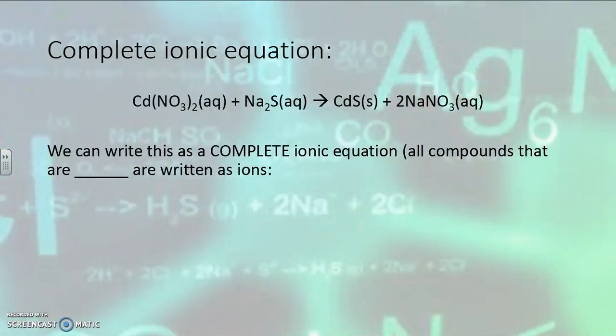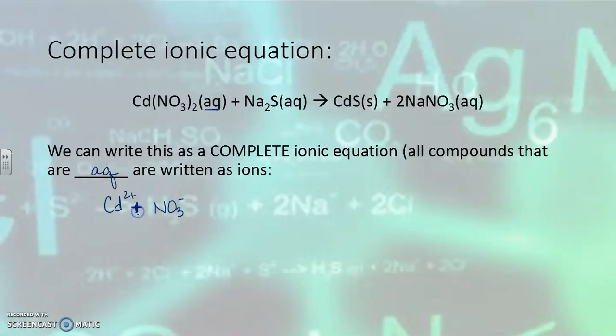Okay, so the complete ionic equation. We can take this molecular equation and we can write the complete ionic equation. And we do this by showing all compounds that are aqueous written as ions. So anything that has an AQ after it, we're going to break apart into ions. So cadmium nitrate would break apart into the ions that make it up. Cadmium and nitrate, right? And then they're not together anymore, so they're floating around, so they're dissociated, so we have to put a plus between them.